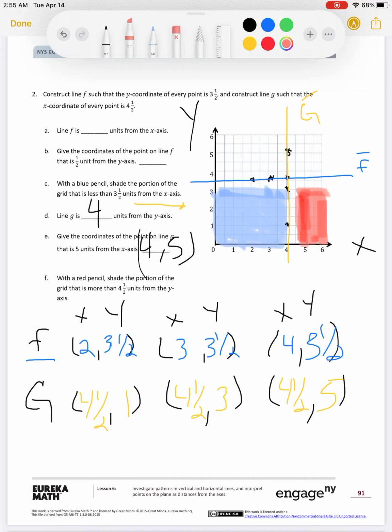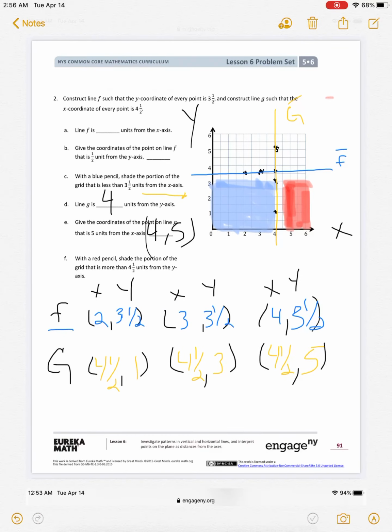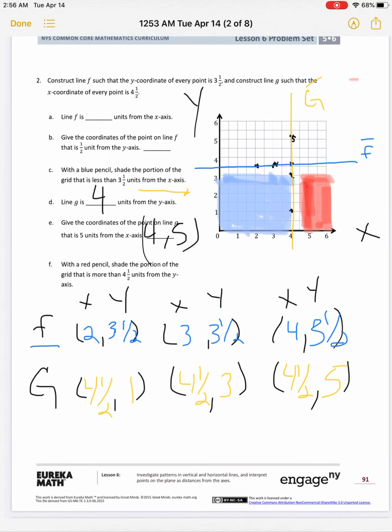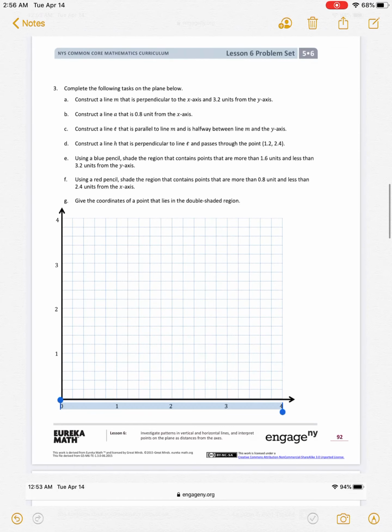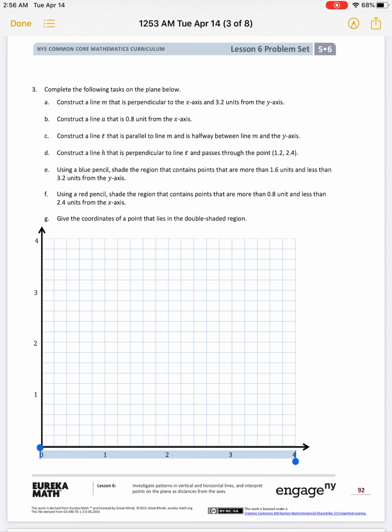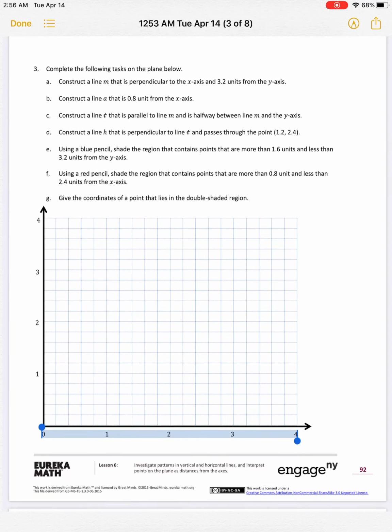Okay. All right, we're finished with this particular page, you all. Let's move on. I want to check the time. Okay, page 3 for the problem set. Okay, number 3 says, complete the following task on the plane below.